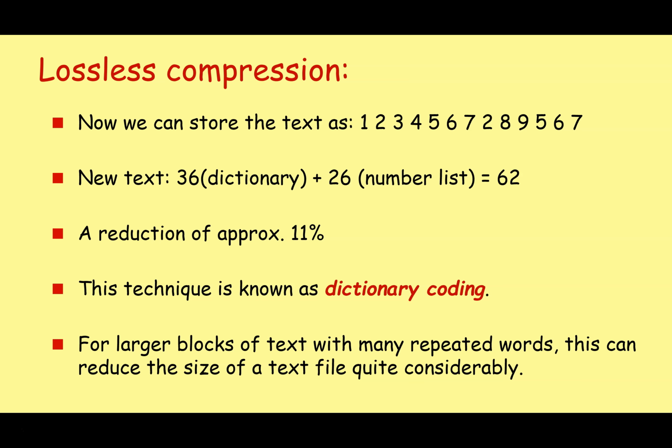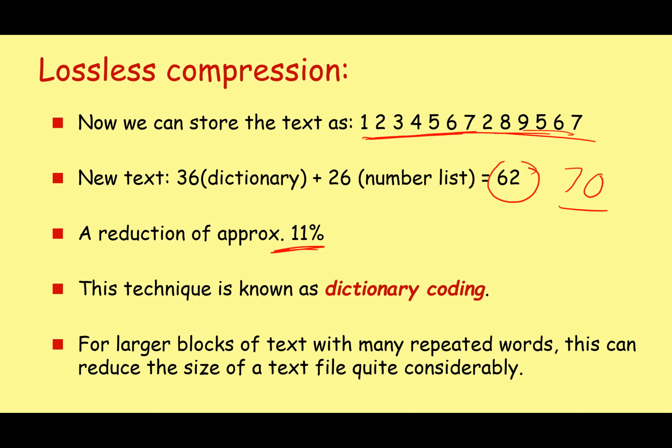The new amount of text we have to store is 36 characters for the dictionary in the previous slide, 26 characters from that list that you can see here, including the spaces, of course. And that gives us a total of 62 characters versus 70 in the original. This is a reduction of approximately 11%. This technique is known as dictionary coding. And while it's not as effective as, say, lossy compression, remember we're not losing any of the data. We can restore that sentence exactly using our list.